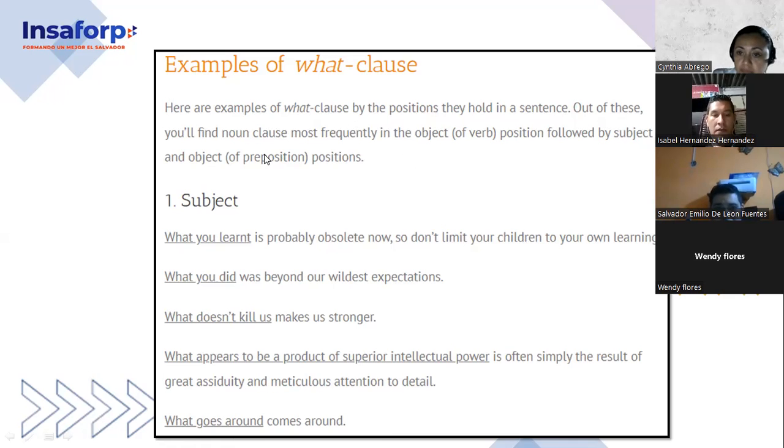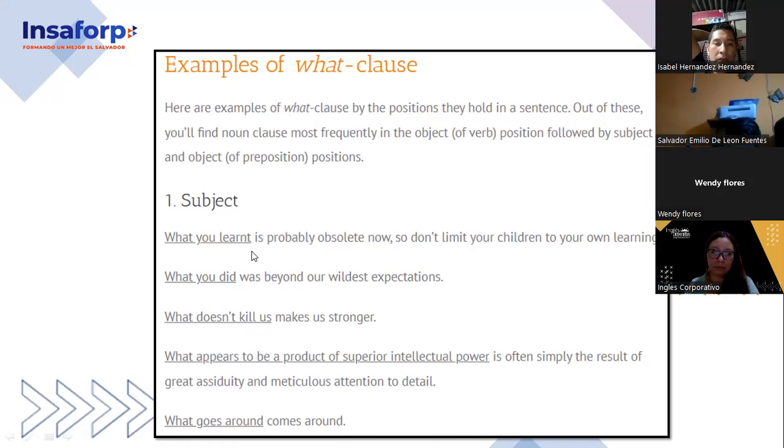All right. Importante, nos dice. You will find noun clause most frequently in the object. Okay, in the object of the verb position, followed by a subject and an object of prepositions. Si solo lo leemos así, realmente es como que me estén leyendo álgebra, ¿verdad? Pero si ya vemos los ejemplos, ya podemos hacernos una idea de lo que nos están explicando arriba. So vamos a ver los ejemplos. El primer uso de la what clause, utilizándola como un sujeto. All right, veamos. ¿Quién tenía el número 2 para leer los 3 ejemplos? Sí, está bien.